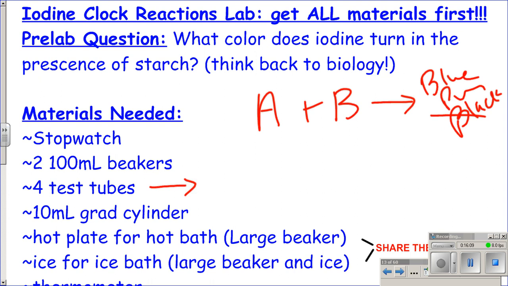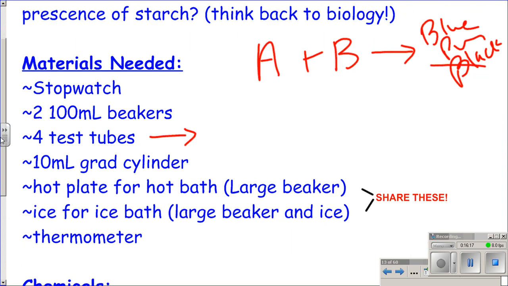Your reactants cannot touch until you are ready to react them. Once they even touch, like one drop touches the other, make sure that you start your timer. You can use your phones for your timer.